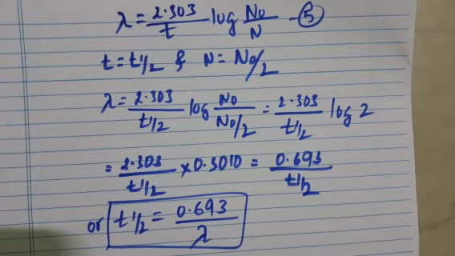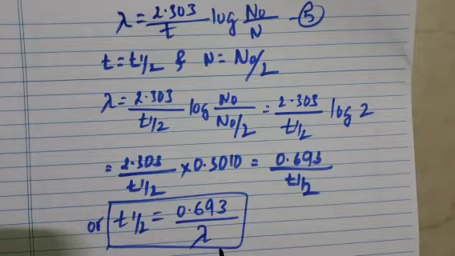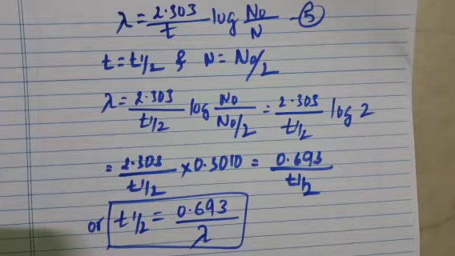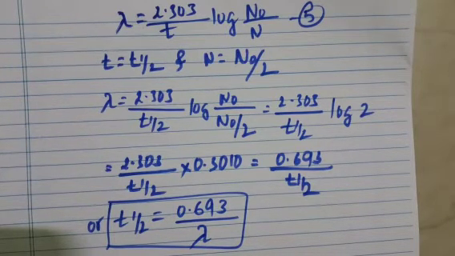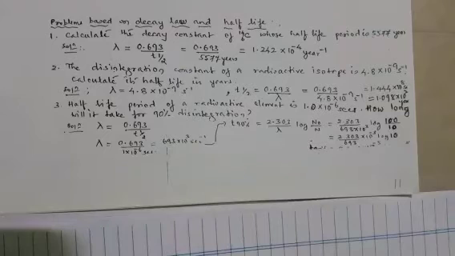As lambda is a constant for a radioactive element or substance, its half-life period is also a constant, and it is independent of the amount of the substance which is initially present. Each nuclide has a fixed value of half-life period, which can be used to identify the nuclide.